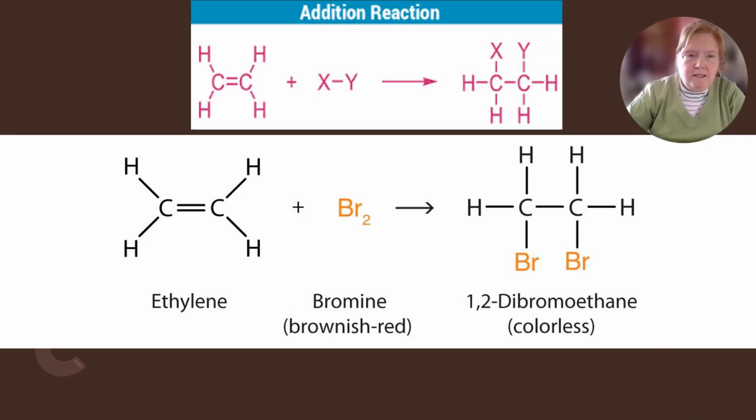So let's look at an example. So here what we do is we break this bond, and now there's two open spaces, and we put those two things in the open spaces. Break this bond. Now there's two open spaces for bonds, and we put the bromines there.